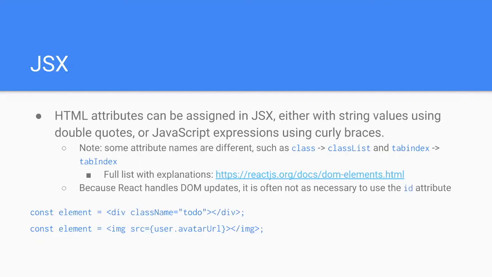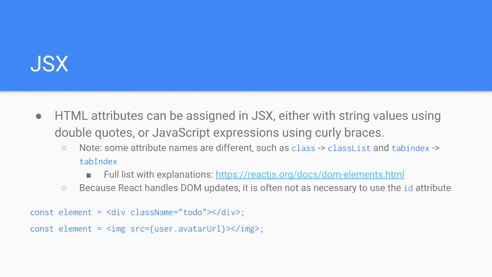Similarly, tabindex is now tabIndex with an uppercase I. Same with for. If you're creating a label and you're saying for and then giving it the ID of the input that it's related to, for is a JavaScript loop. So you can't just say for in your JSX, it's htmlFor. I'll show you an example of that. This link here will give you the whole list of those changes. The biggest ones are just className and htmlFor. But if you want to look over those, it's at that link.